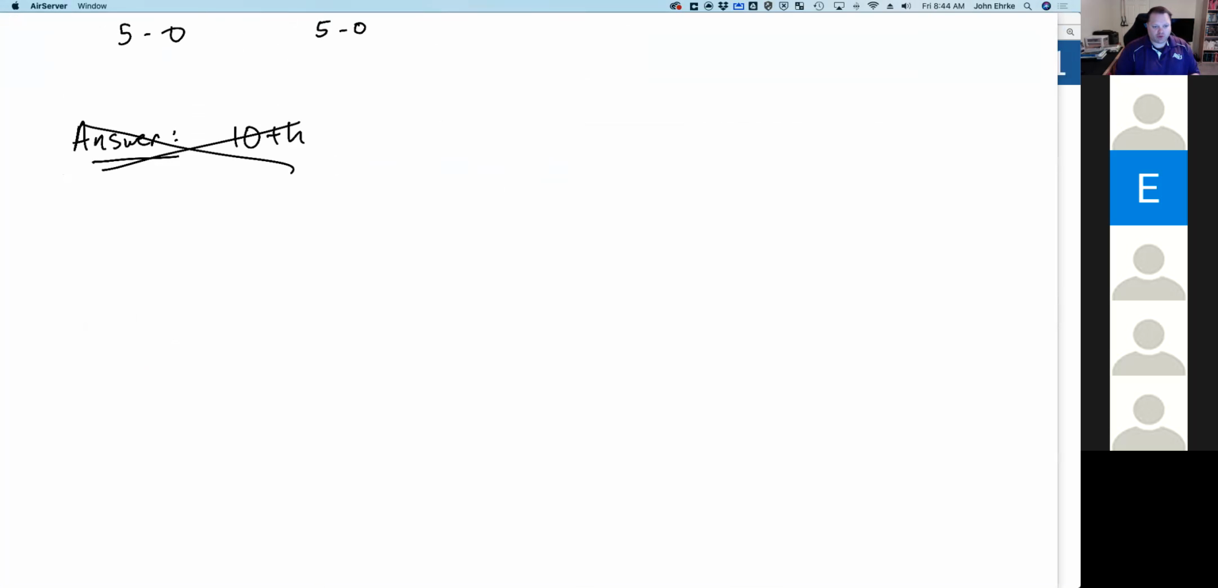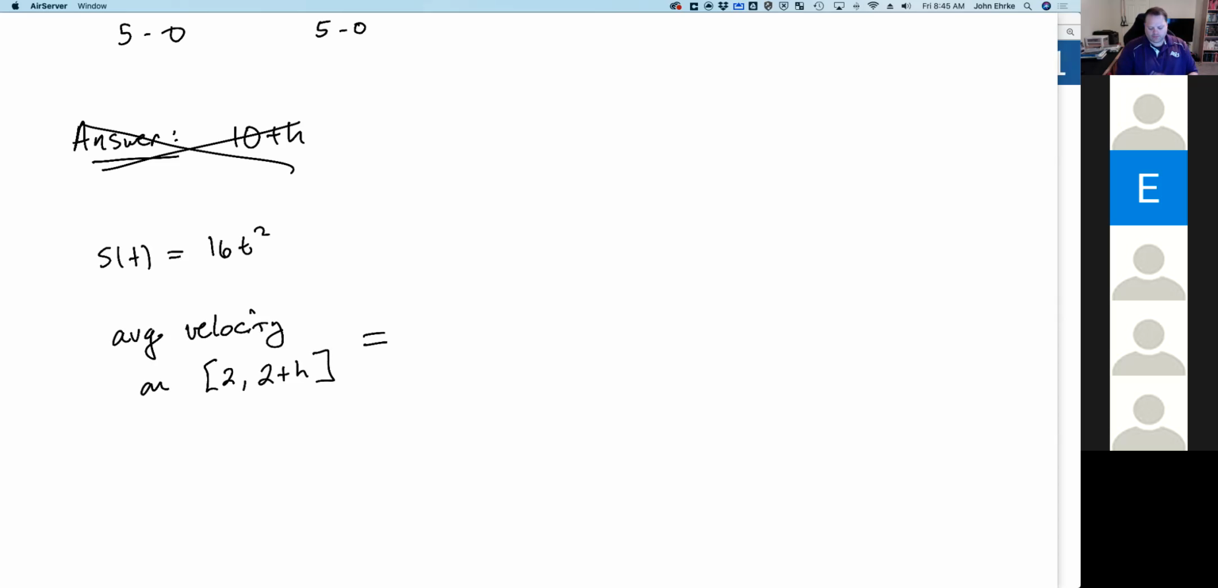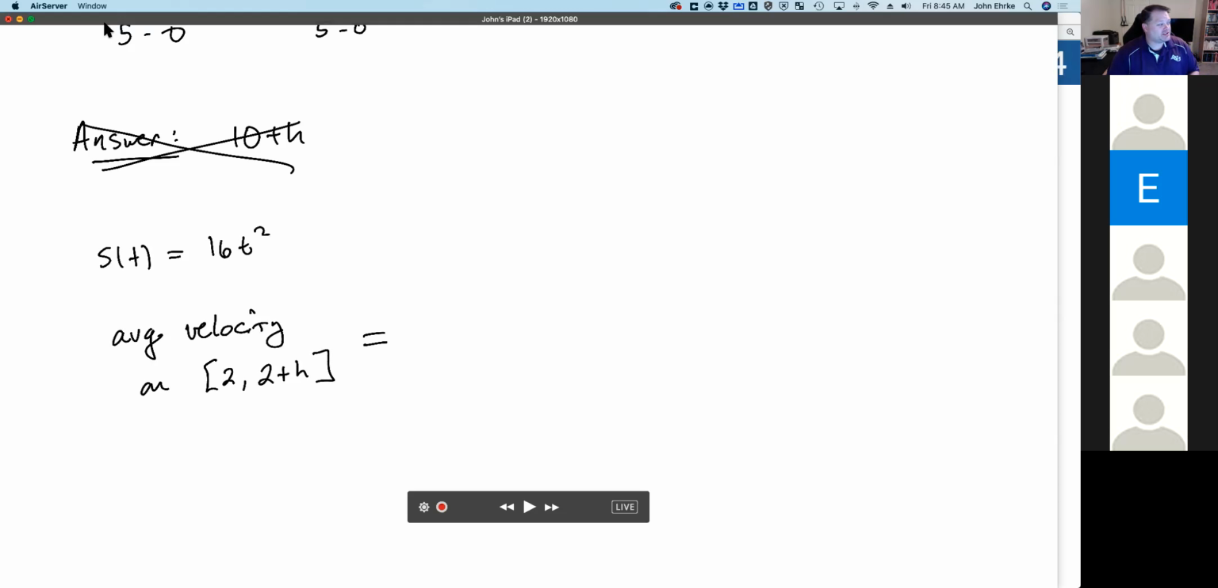Just to make sure we understand what I'm asking, your position function is 16t squared. I want to know what is your average velocity on the interval from 2 to 2 plus h. That's what I want to know. So the formula for that is what you should give me. And we don't have much time left, so I'm going to give you about 3 minutes to do that, and I'll have 2 minutes to show you the answer here at the end.